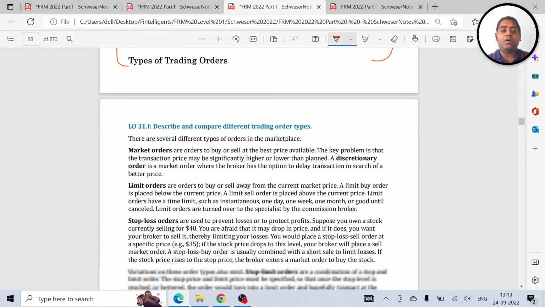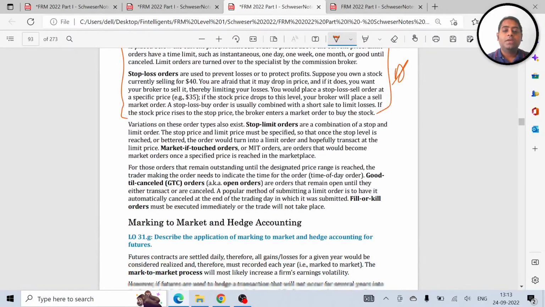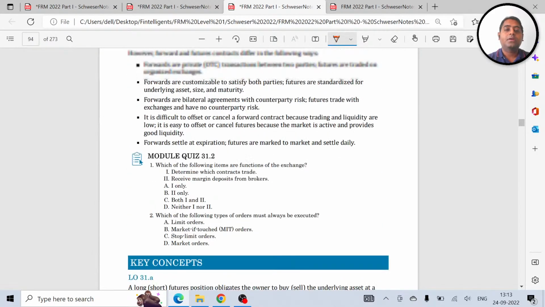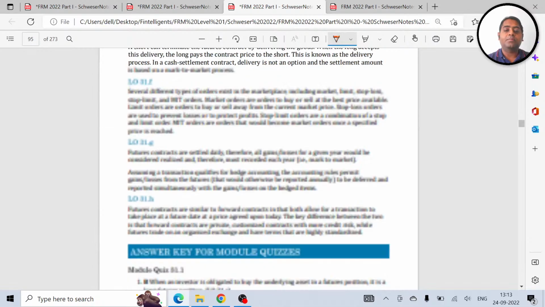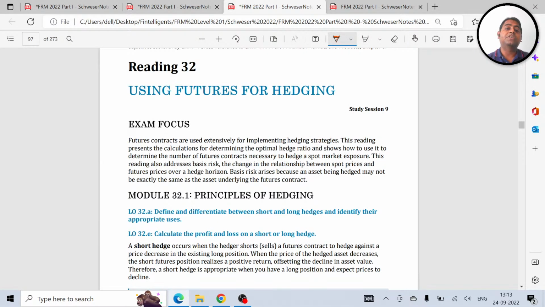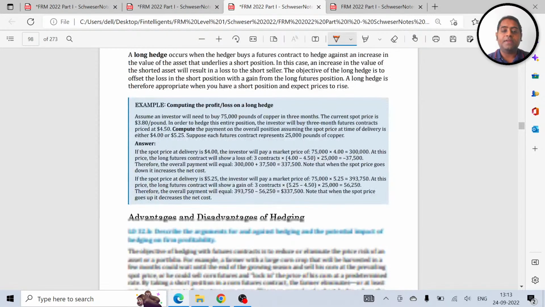Types of trading orders: these two paragraphs are important. Limit order and stop order. Mark to market hedging, not so important. Exchange and difference, not so important. We are going to move towards using futures for hedging. Double star, very important. Almost everything is important in this chapter, especially the optimal hedge ratio and all of that.